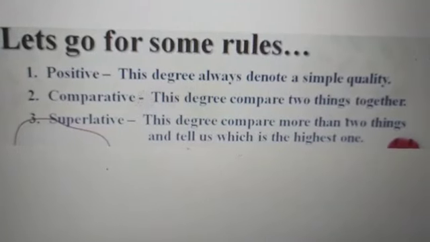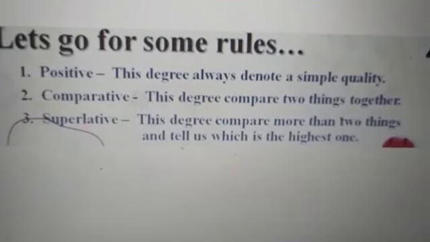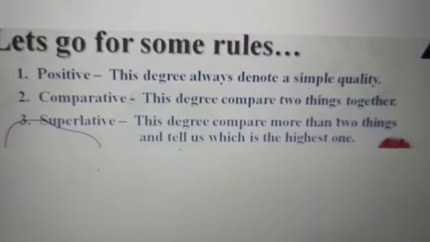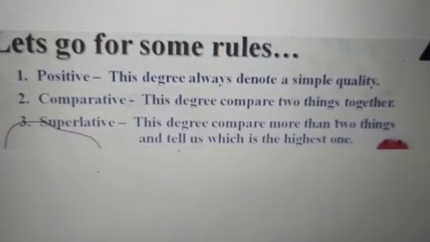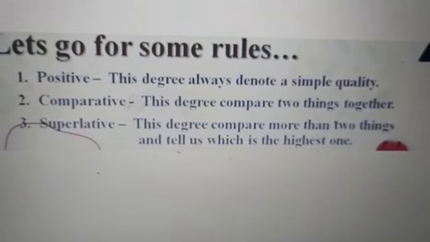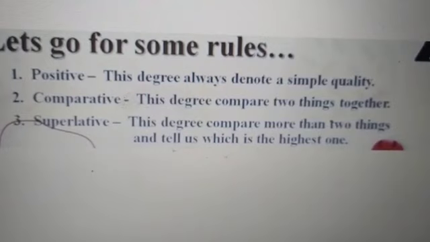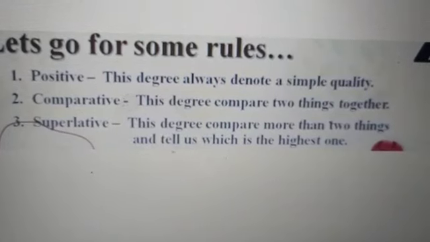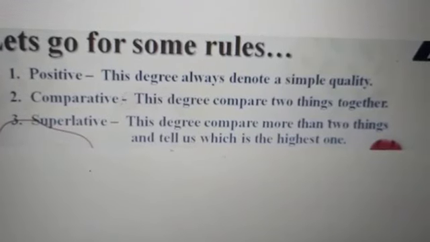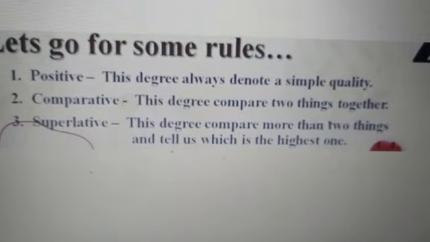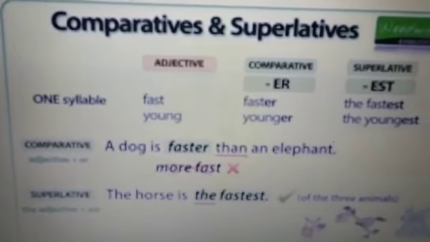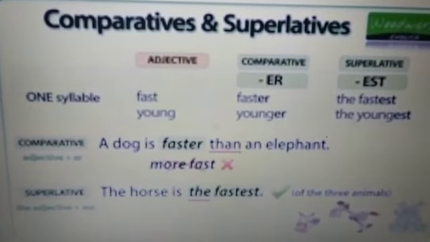Comparative, this degree compares two things together. If there are two things, two persons, we use a comparative degree. Superlative degree, this degree compares more than two things and tells us which is the highest one. Superlative degree tells us of the highest one among more than two things or persons. Let's have a look how we form or write these degrees.